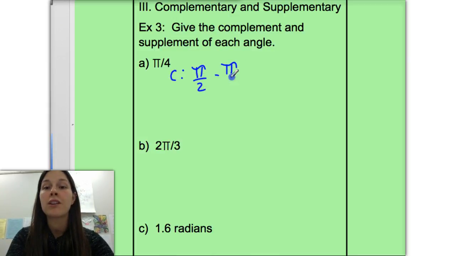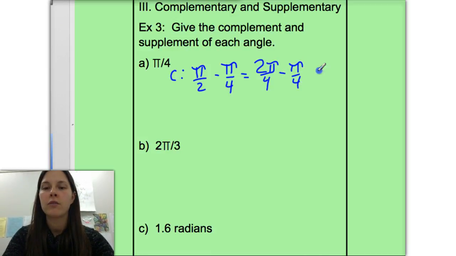So now we're going to have to put on our fractions cap. I know you're all excited to hear that. And we need a common denominator before we can subtract these. Pi over 2 equals 2 pi over 4. So 2 pi over 4 minus pi over 4 equals pi over 4.